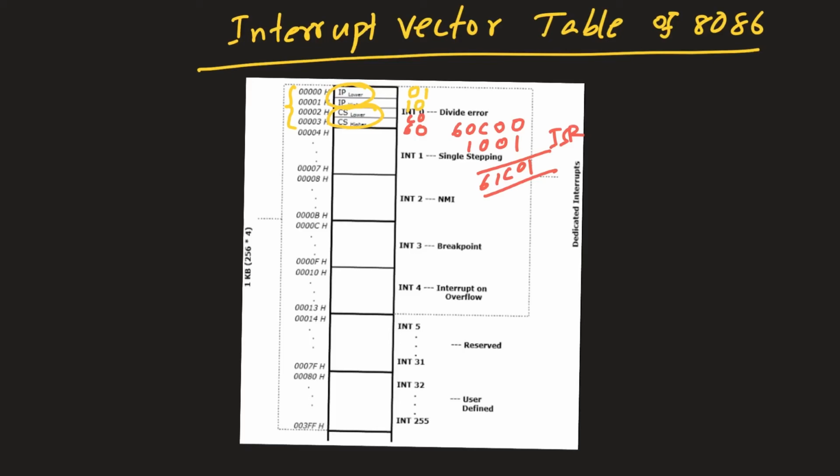It can be seen from here that as there are 256 interrupts, and each interrupt requires 4 locations in the IVT, the interrupt vector table should be of 1 kilobyte.